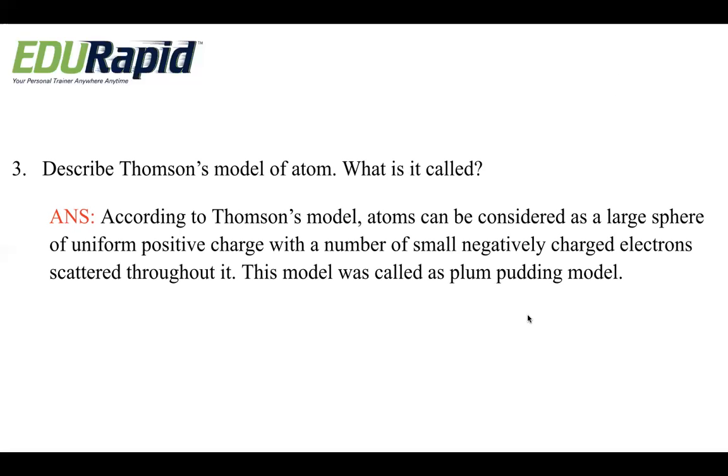According to the Thomson's model, atom can be considered as a large sphere of uniform positive charge with a number of small negatively charged electrons scattered throughout it. This model was being called as plum pudding model. Very important, it is called as a plum pudding model.